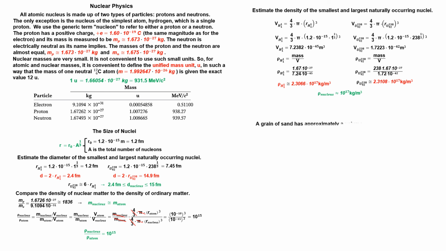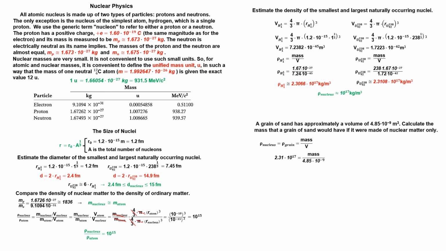A grain of sand has approximately a volume of. Calculate the mass that a grain of sand would have if it were made of nuclear matter only. In this example, we will use the nuclear density for the grain of sand. After performing the calculations, we arrived at an amazing result. Nuclear matter the size of a tiny grain of sand would have a mass of about 1,000,000 tons.